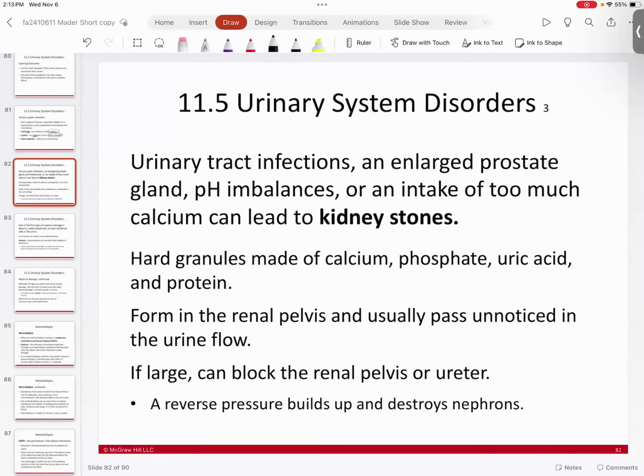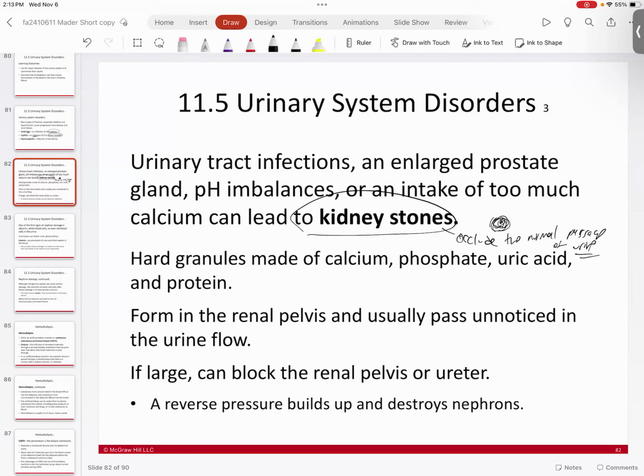You also have various types of urinary tract infections, where you essentially have bacterial infections in one place or another, oftentimes in the urethra. In males, you'll have enlarged prostate glands, which can cause problems. You have pH imbalances and kidney stones, which basically means you have too much calcium. If you have too much calcium, it starts to precipitate out. And when it precipitates out, it starts to form little granulations that get bigger and bigger and bigger into these large kidney stones. And those kidney stones can occlude the normal passage of the urine.